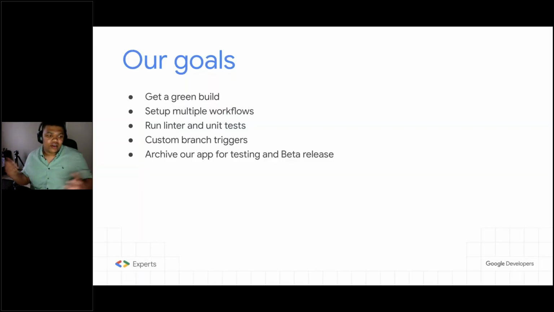Our goals at the end of this whole 20 minutes are hopefully that we get a green build, we can set up multiple workflows, and I'll show you how to do that. We'll have our linters and unit tests running. We'll also do custom branch triggers, and we'll archive our app and push it to Firebase App Distribution. And then I'll also speak a little bit about pushing it to beta on the Play Store, and we'll go over a little bit of that. Cool. So let's jump straight into it.